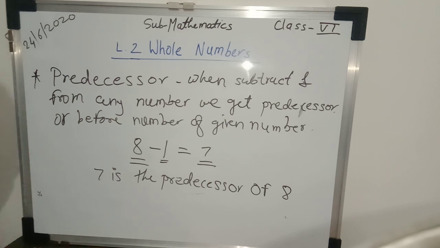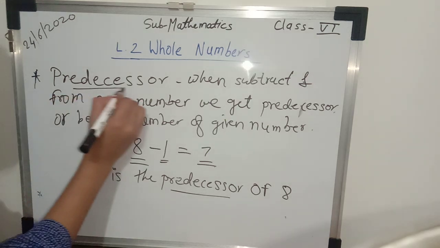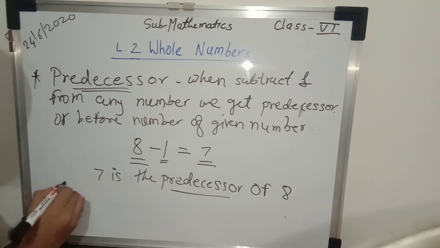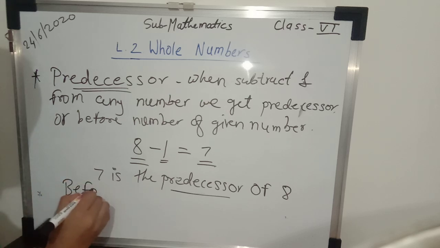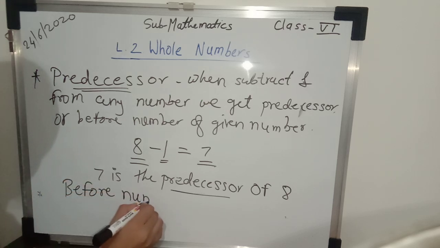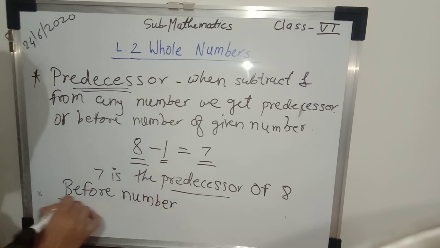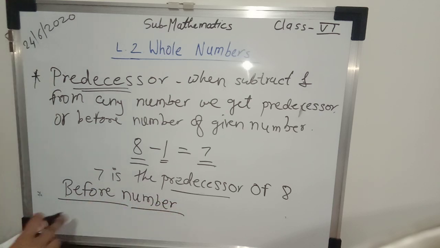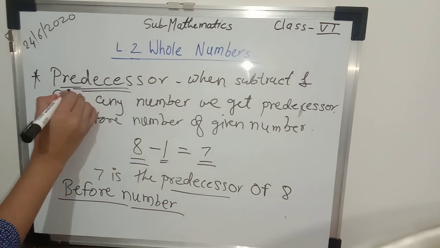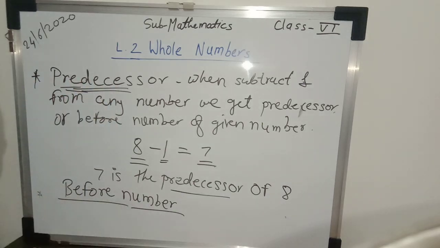Now let's see what is successor. Successor is exactly opposite to the predecessor. When we add 1 to any number, we get the after number of the given number. Predecessor is the mathematical term for before number. Remember student, the mathematical term for the predecessor is before number.